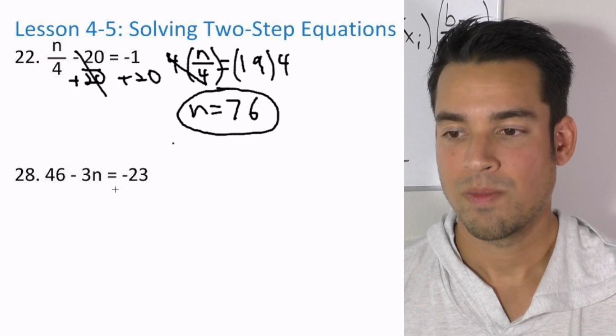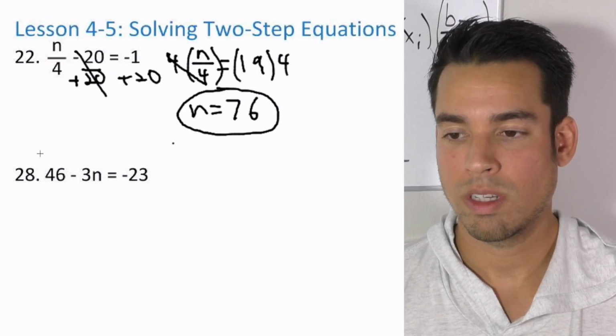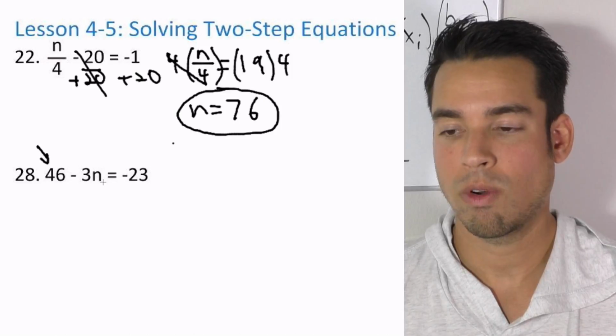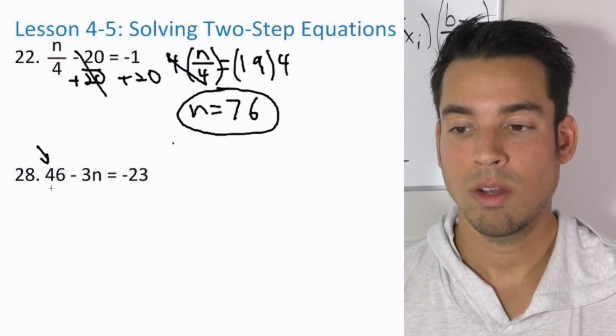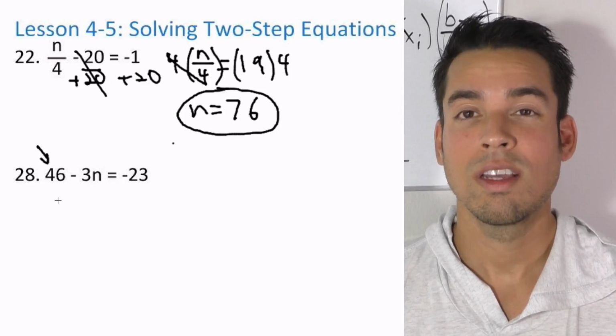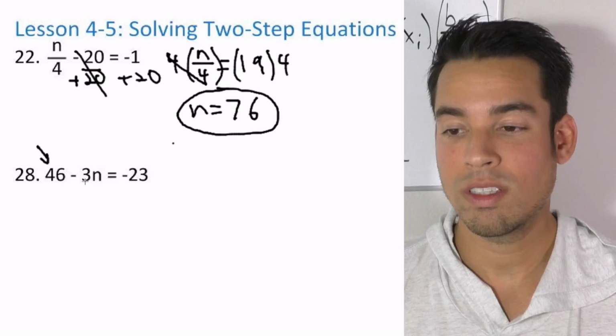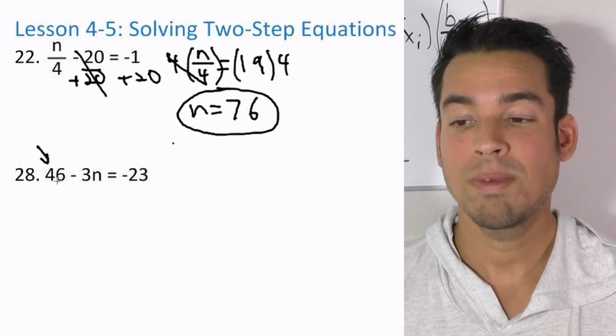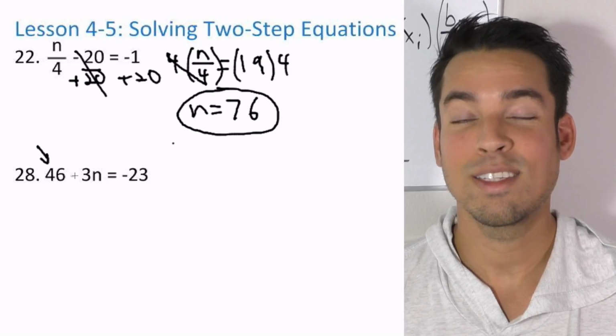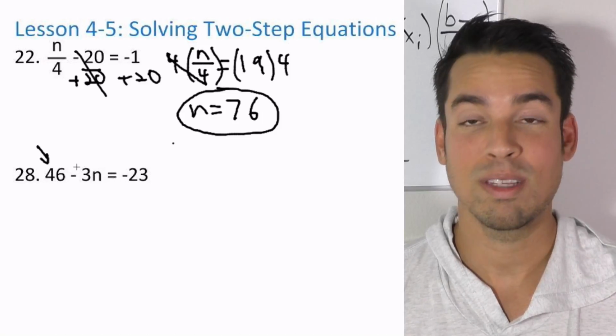Now let's look at this guy. So again, we want to start by getting rid of the 46 first. It's farthest away from the n in terms of order of operations. That 3 is multiplying it first. So how do we get rid of a positive 46? Some of you guys might think, well, we should add 46 because it's subtracting n. But no, that's not really what's happening. What's happening is the 46 is being added to a -3n, believe it or not.